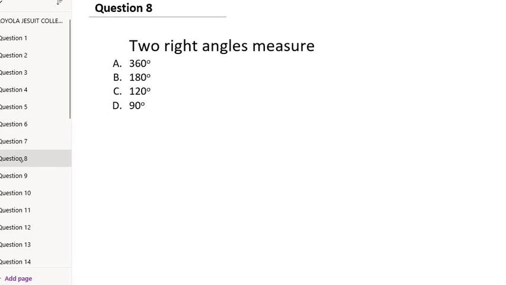Question 8. 2 right angles measure, we don't need to solve this. 180 degree is the right answer.